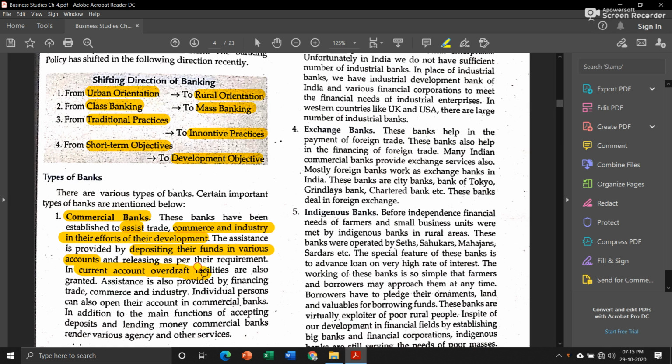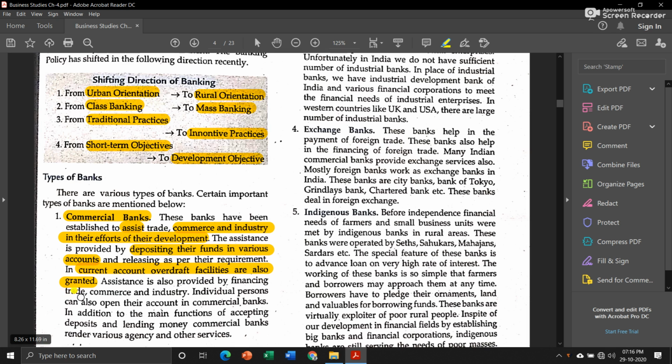In current accounts, overdraft facilities are also granted. Means if a business or a company has opened a current account in a bank, then they will get overdraft services. Overdraft service means, suppose you have 5,000 in your bank account and you want to withdraw 15,000, then that extra 10,000 will be given to you as a loan, as an overdraft loan by the bank. This is known as overdraft facility, but this overdraft is provided for only a short period of time.